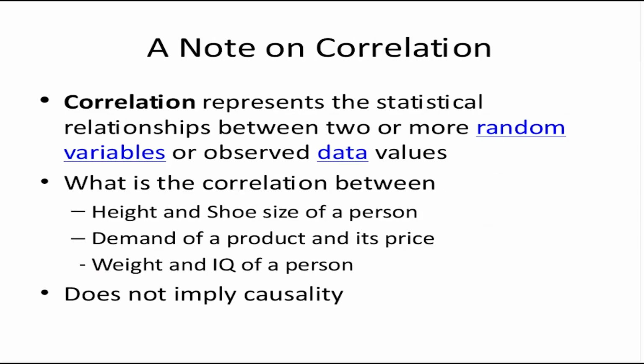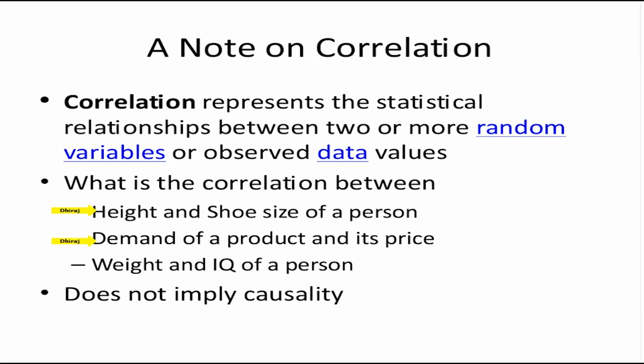So let's see correlation. Let me first clarify a couple of things about correlation. Correlation represents the statistical relationship of two or more random variables or observed data values. For example, what is the correlation between height and shoe size of a person? The correlation would be pretty high. They are perfectly correlated if the correlation is 1. I am not sure what the number would be, but it will be high, maybe around 0.8 to 0.9. The taller a person is, the greater his shoe size.